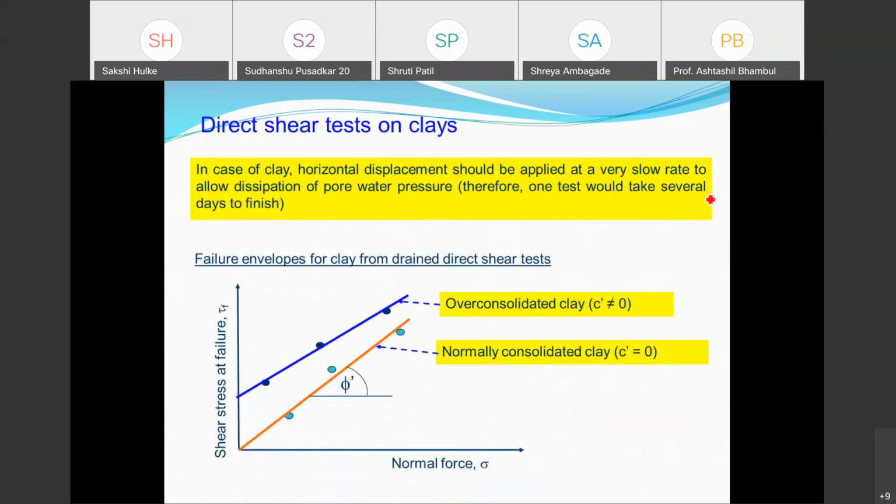In case of clay, if I go for the shear stress versus normal stress concept for normally consolidated clay, under effective stress conditions, the C dash is 0.